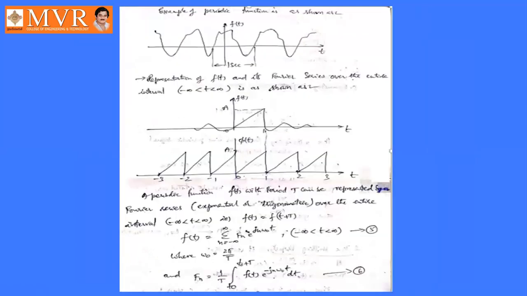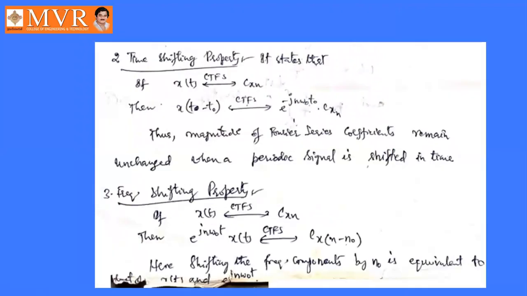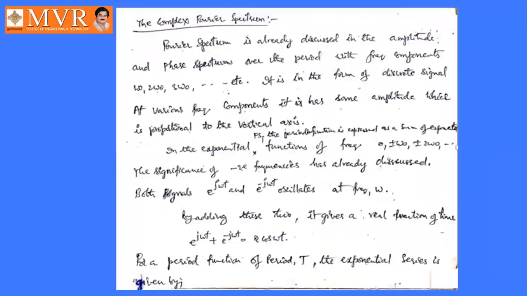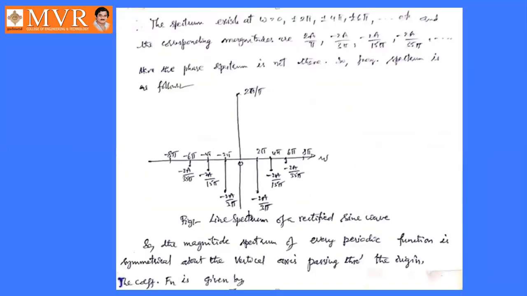Okay, so this is the periodic signal and its Fourier transform. Next, we explained the properties of Fourier series. These are also very important properties: linearity, time shifting, frequency shifting, time scaling, time differentiation, convolution, multiplication, and symmetry property. Okay, these are defined. These are very important. Next, the complex Fourier spectrum we derived. Okay, this is the complex Fourier spectrum.